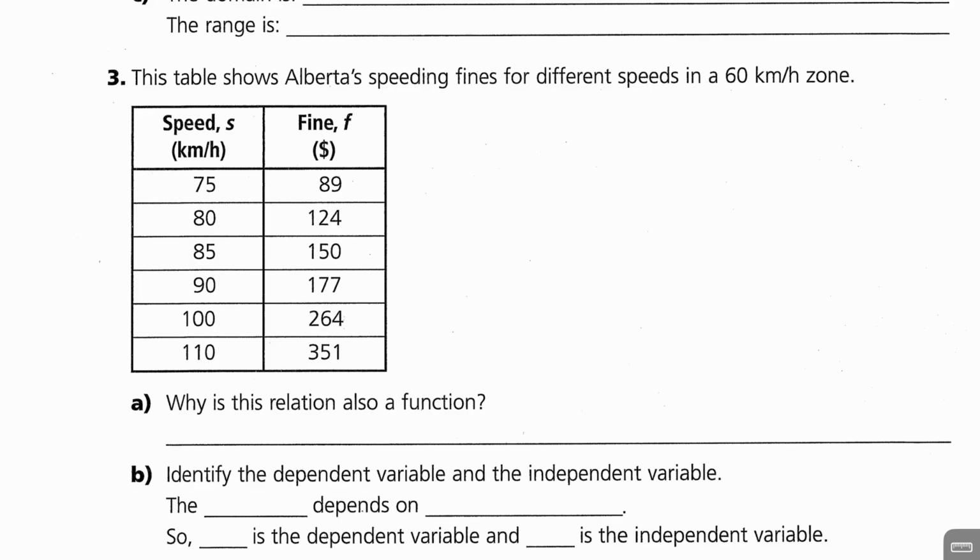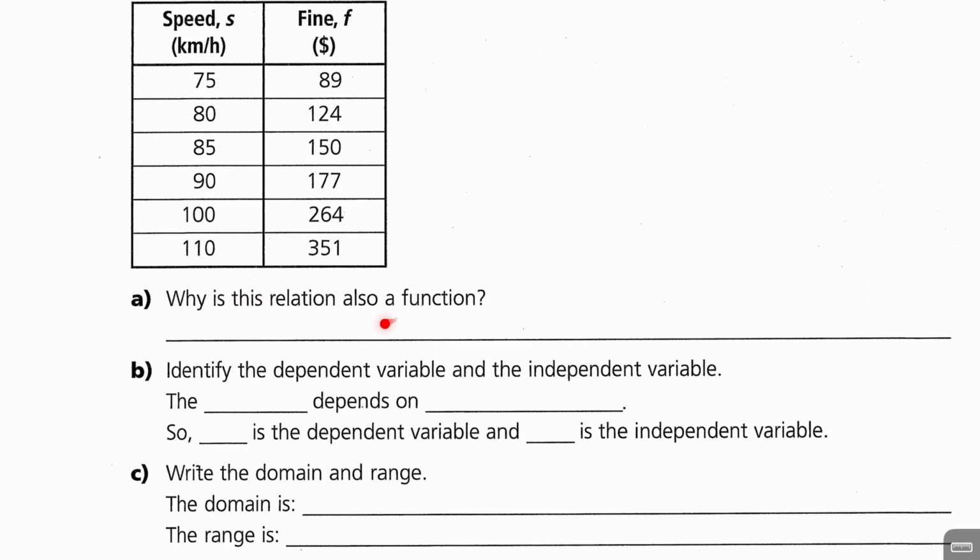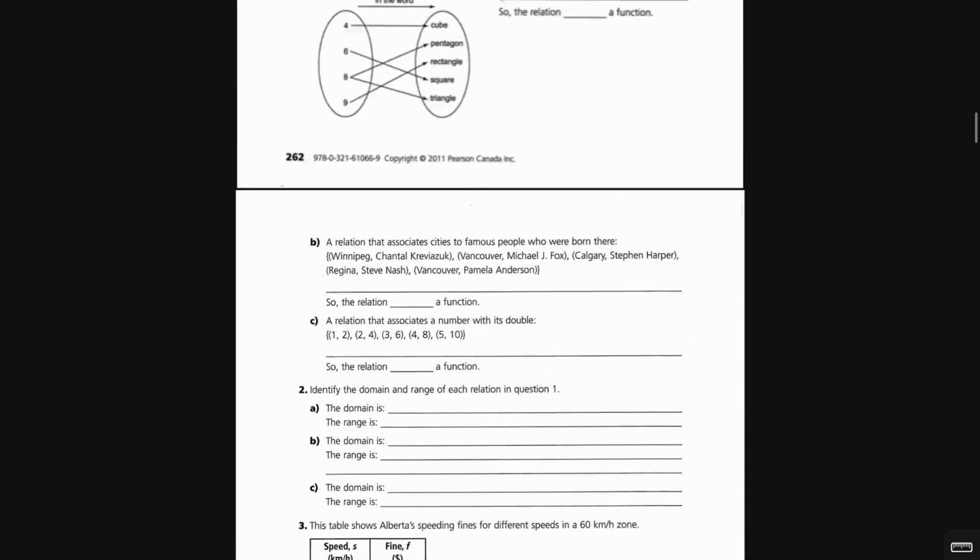And question 3, so here the table shows Alberta speeding fines for different speeds in a 60 km per hour zone. So you can see the speeds in kilometers per hour and their respective fine. The first question, why is the relation also a function? Which means none of the domain elements are repeated. Now you can go to example number 2.